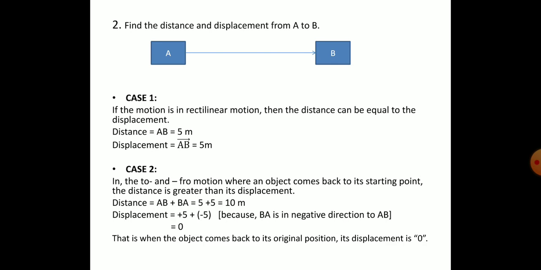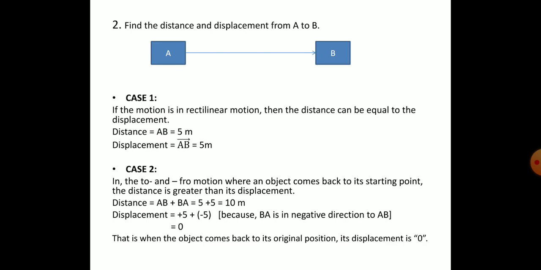So in this case our distance is greater than displacement. So whenever the object comes back to its original position, the displacement will always be 0. We will be only calculating the distance. Here you should be very much careful because your object is going to that destination in one direction and it is coming back in the other direction.